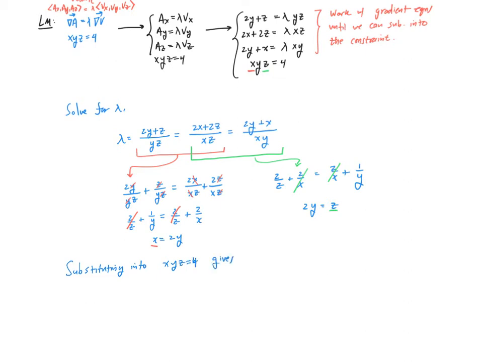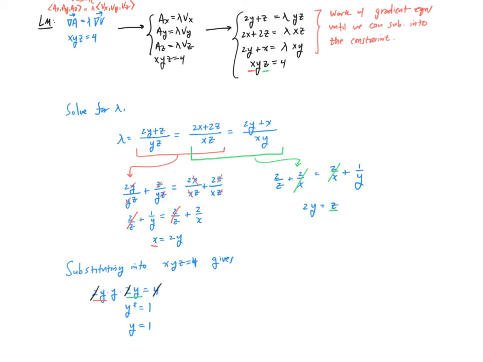gives us the following. We have 2y times y times 2y is all equal to 4. So note, the z became a 2y and the x became a 2y. And when we've done this, you have 2 times 2, which is 4, on both sides, which gives us y cubed is 1, which implies y equals 1. And what we are doing is now trying to figure out what the corresponding x and z values would be for that value of y equals 1.